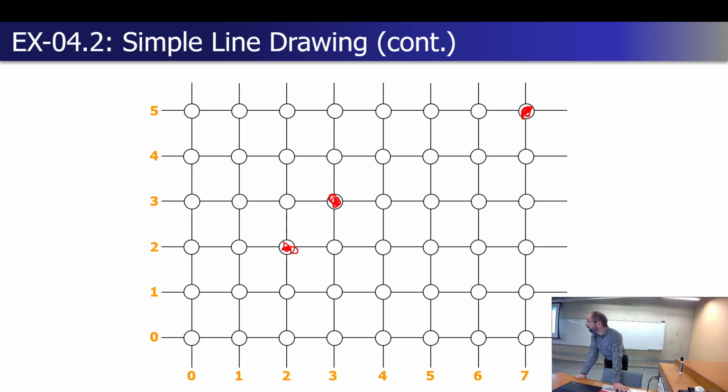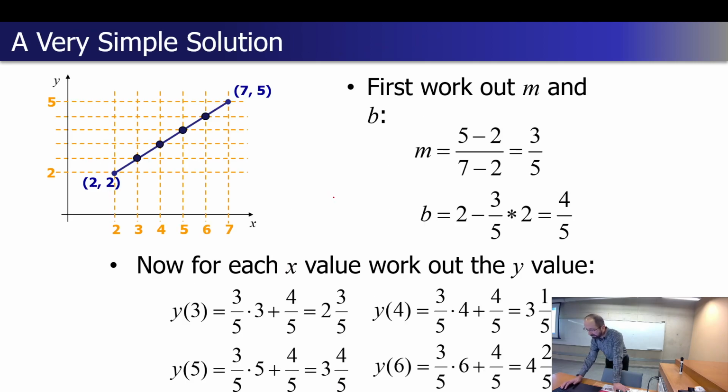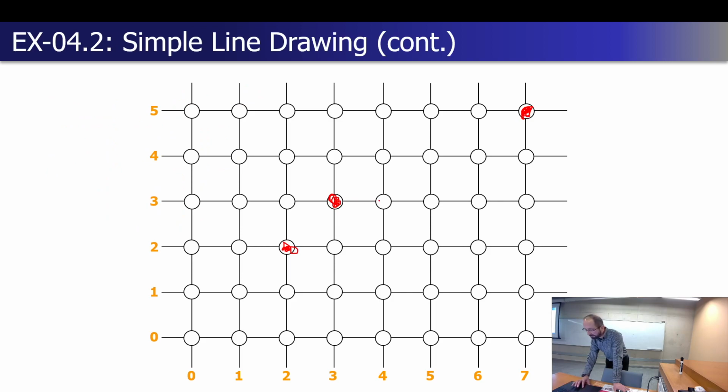For an x value of 4, that's 12/5 plus 4/5, that's 16/5. That's 3 1/5. We round that down to 3. So this line's not going to look great because of how I'm filling it in, but that would be the pixel we would turn on there. We then check for our next value of x equals 5. We wind up getting 3 4/5. We round that up to 4.